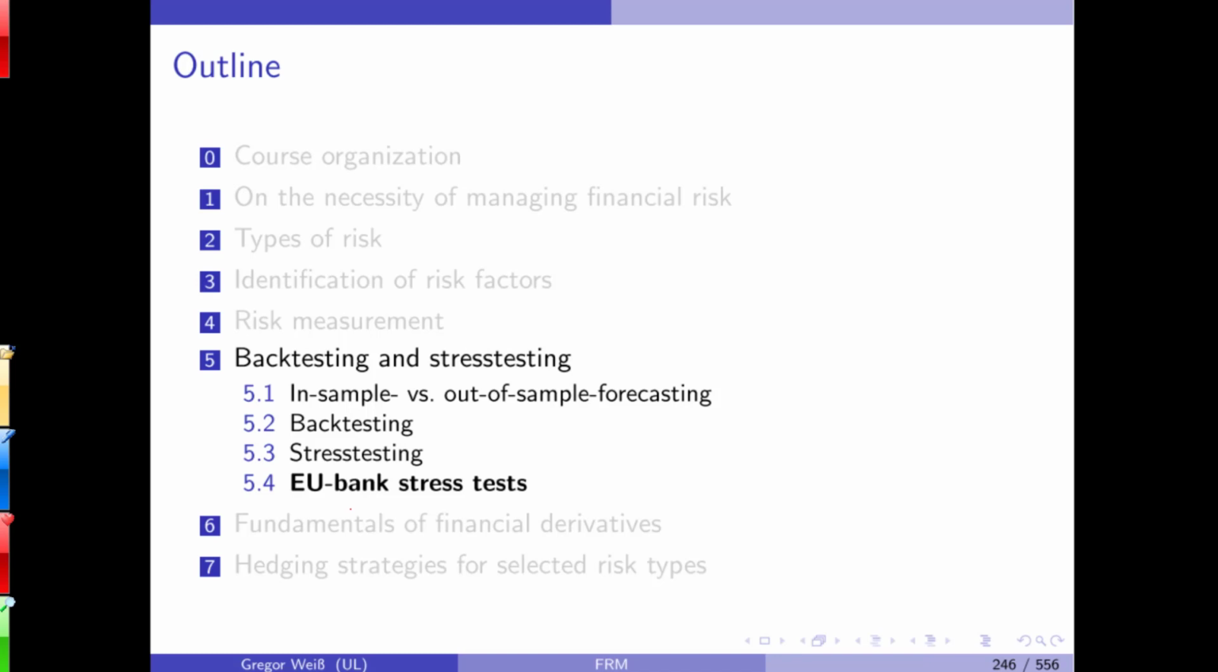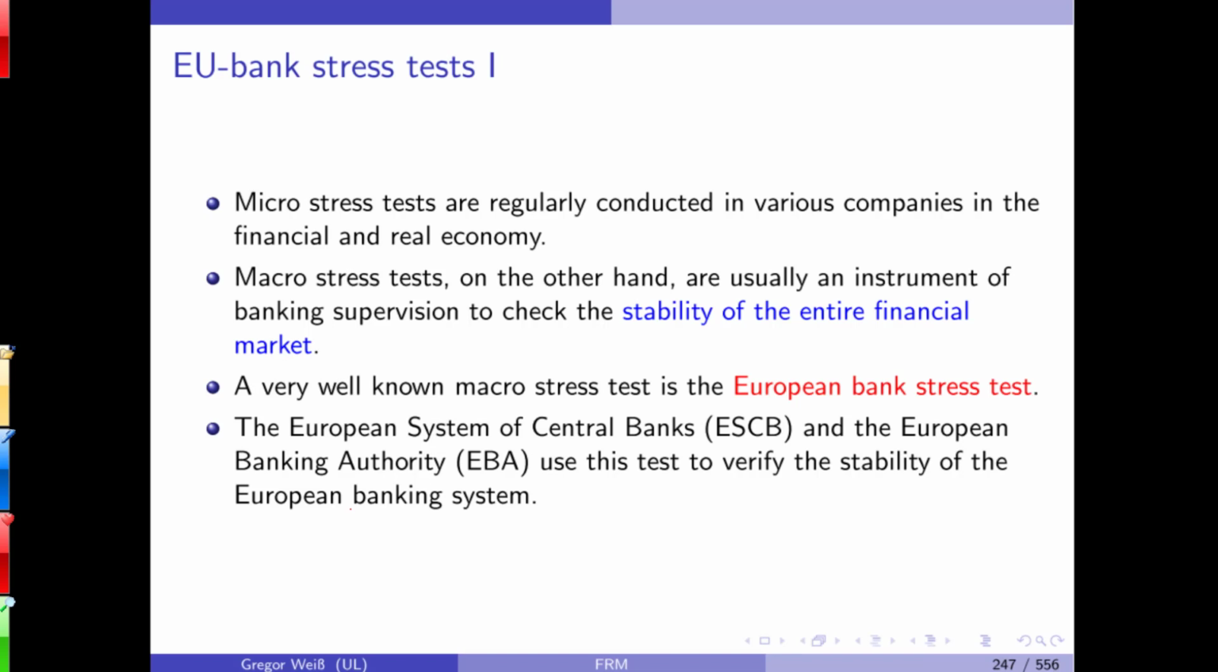However, not only do central banks do stress tests, in the European Union we've seen several rounds of the EU-wide bank stress tests, in which the European Central Bank did a comprehensive exercise in which all systemically important large banks were included. So these were called the European bank stress tests. The idea was to stress the whole European financial sector, or the banking sector at least, and was done by the European system of central banks and the European Banking Authority, the EBA, and it was used to verify the stability of the European banking system.